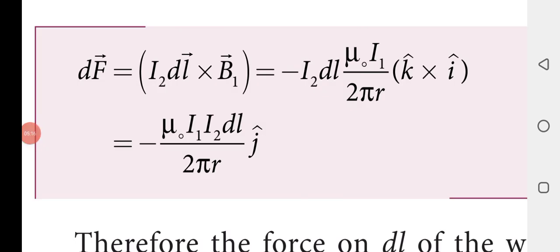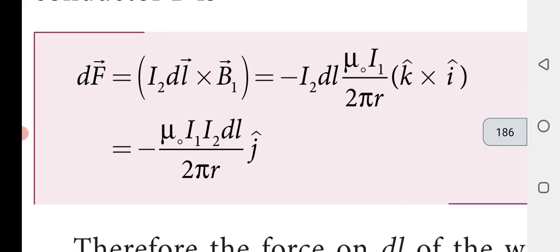Now let's find the force value, depending on the Lorentz force. We take a small element of length dl in conductor B, at which the magnetic field B1 is present. According to the Lorentz force, the equation for a small element is dF equal to I2 of dl cross B1 vector.